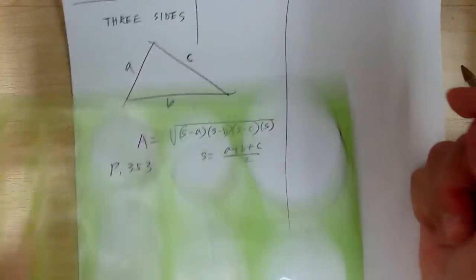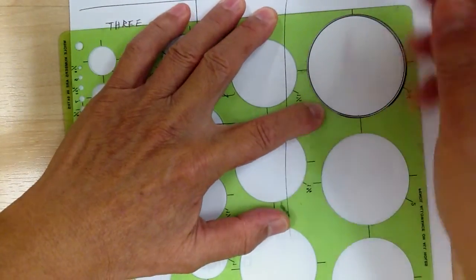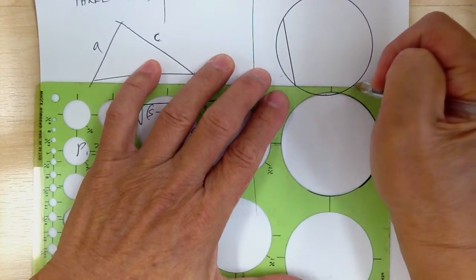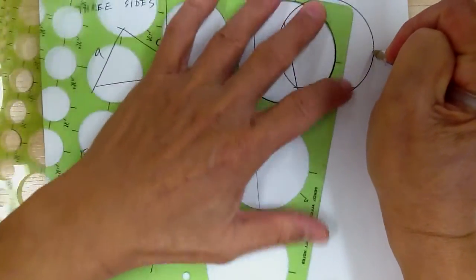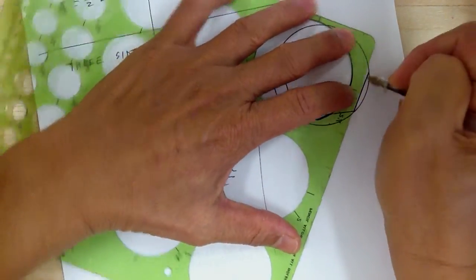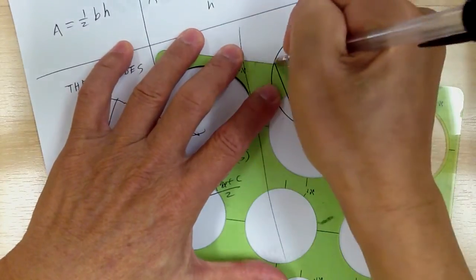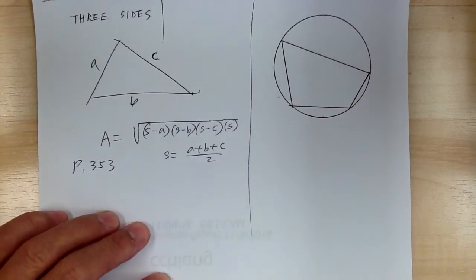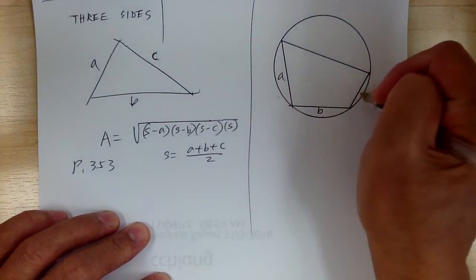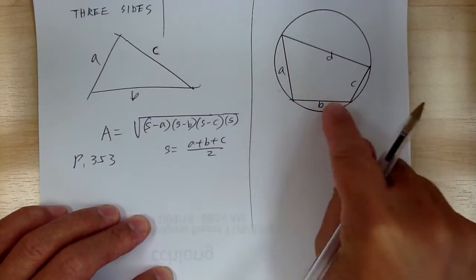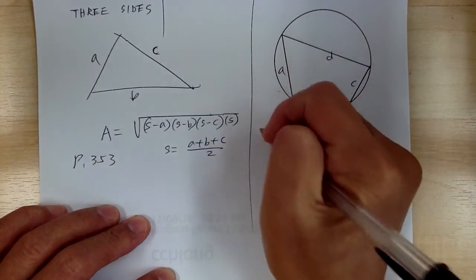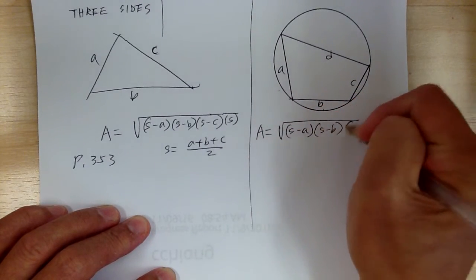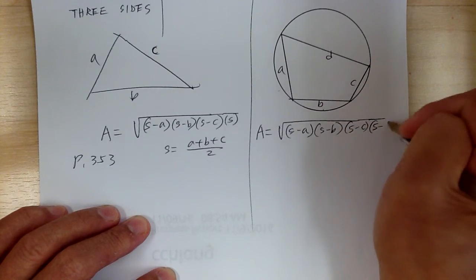What happened was, this is talking about when you have a circle and you have a quadrilateral, any kind of four-sided polygon in a circle. Let's say you have a circle and you have a quadrilateral inscribed in there, right? And you have four sides. So you've got A, B, C, D. The formula for the area of this quadrilateral is area equals square root of S minus A, S minus B, S minus C, S minus D.